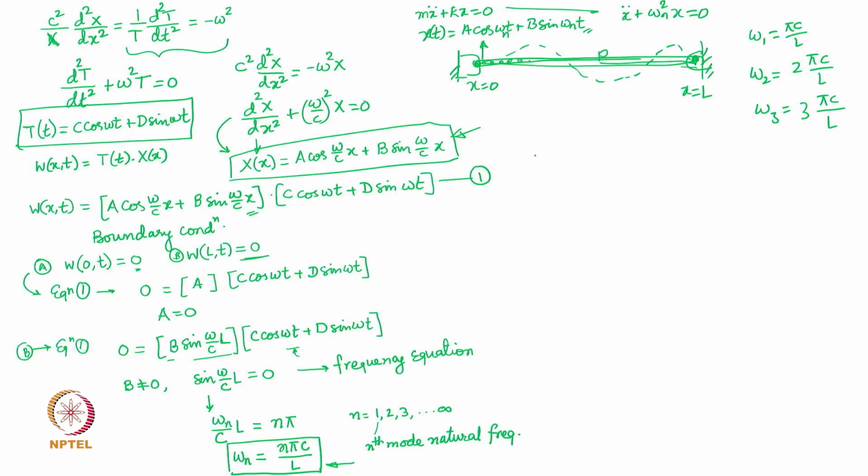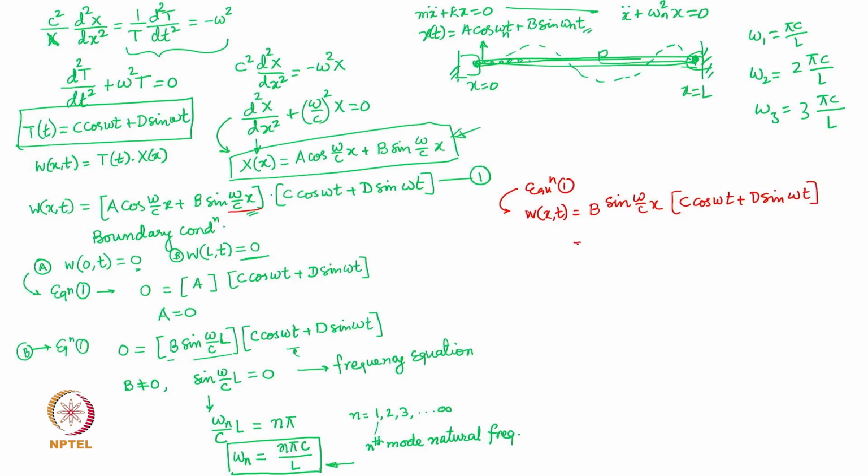Now I can rewrite the response w(x,t). So equation 1, I am now writing because I know the values of a and b. B of course is still an arbitrary constant, but sine omega by c x, I have been able to get the frequency equation using the second boundary condition, but as a general solution I am still writing this as cos omega t plus d sine omega t.